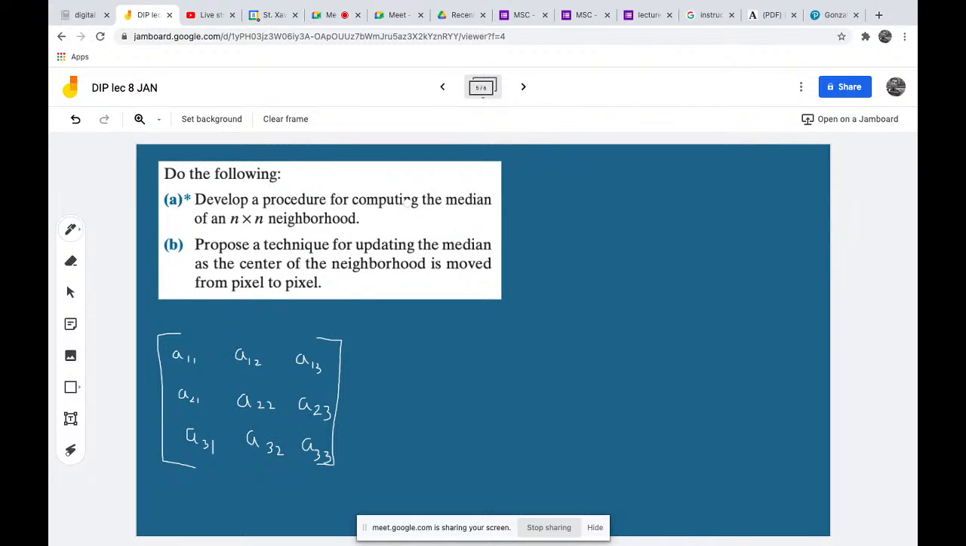So we have to find its median. Can anyone suggest how we will do it? What is median? Can anyone tell me?